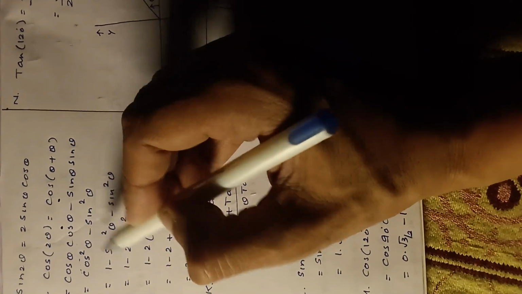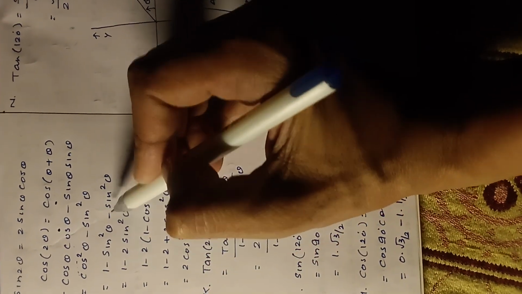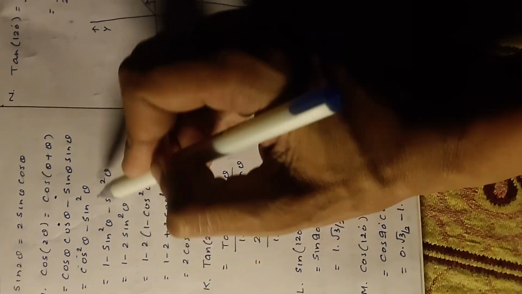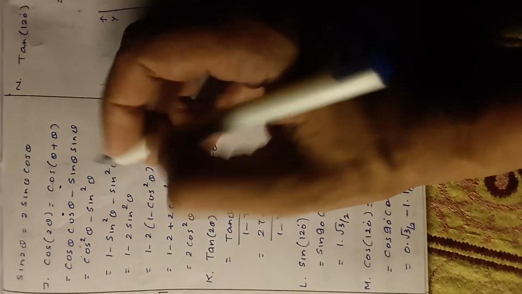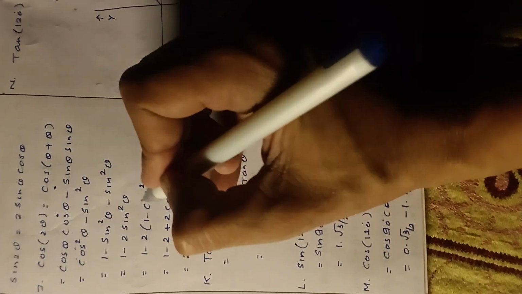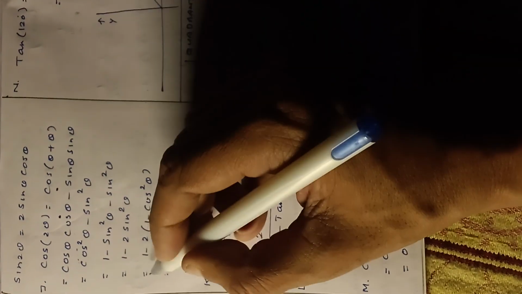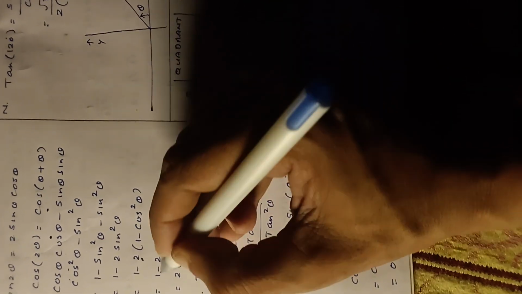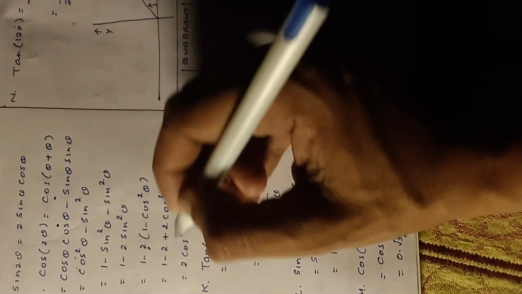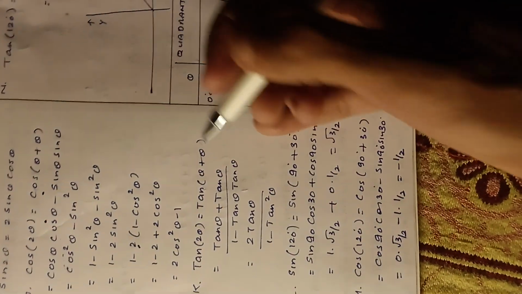Now we can write cos square theta as 1 minus sin square theta, minus sin square theta. So these two will add up and we will have 1 minus 2 sin square theta. So another formula for cos 2 theta is 1 minus 2 sin square theta. Then there is another relation, we can replace sin square theta by 1 minus cos square theta, and we get 1 minus 2, minus minus will be plus 2 cos square theta. 1 minus 2 is minus 1, 2 cos square theta. So there will be another expression: 2 cos square theta minus 1.